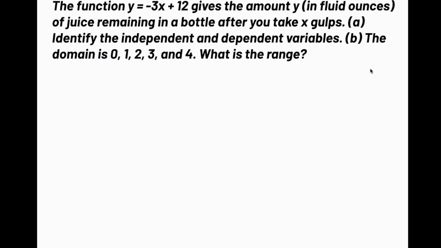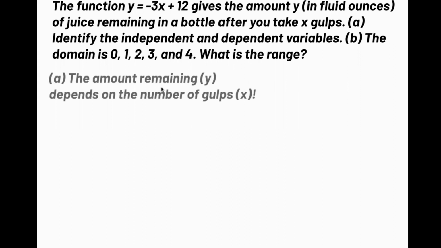Here is a problem for us to try. We're given that the function y equals -3x plus 12 gives the amount y in fluid ounces of juice remaining in a bottle after you take x gulps. Part A, identify the independent and dependent variables, and part B, the domain is 0, 1, 2, 3, and 4. What is the range?